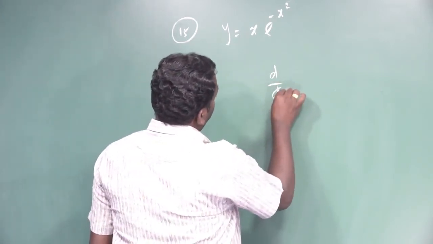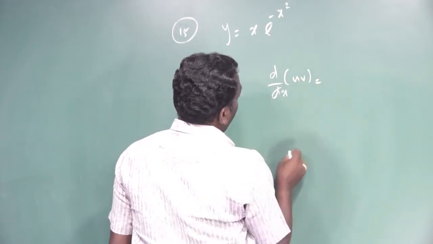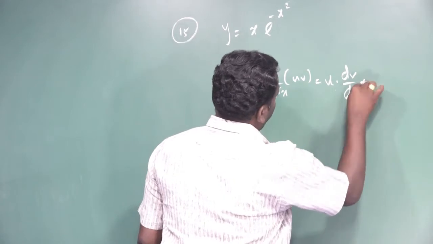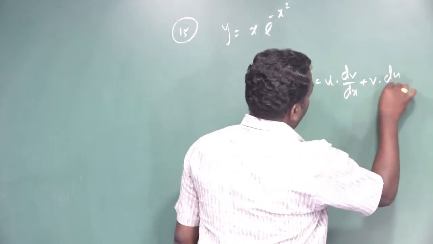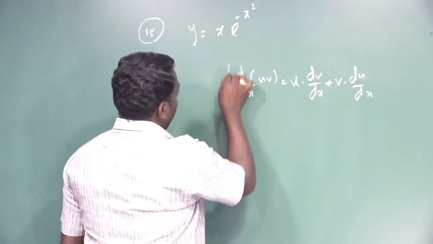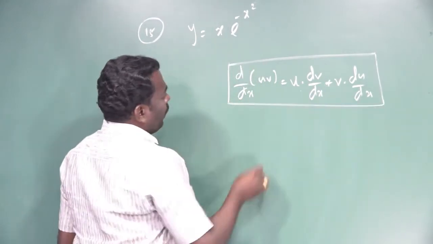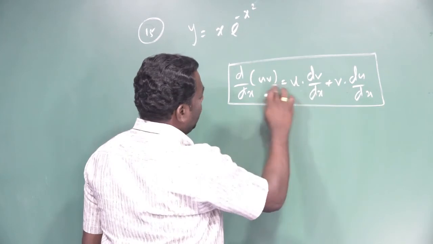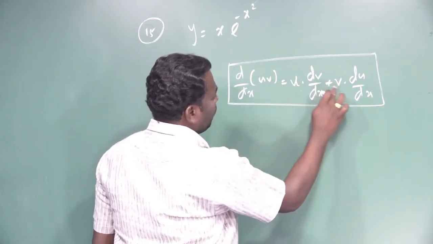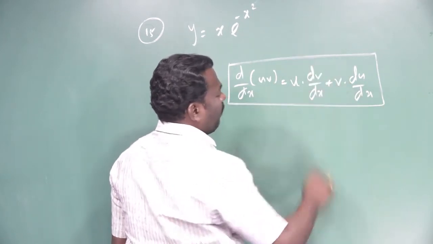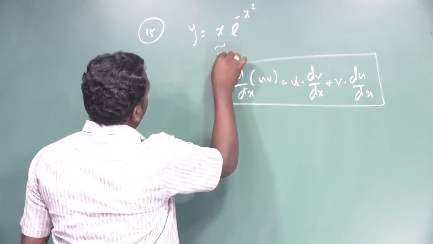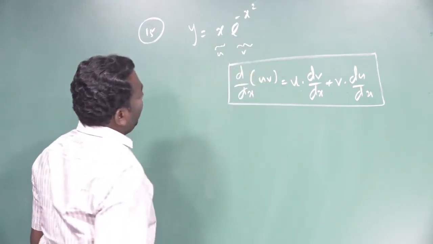d by dx of u into v is equal to u into dv by dx plus v into du by dx. Applying the product rule, uv differentiation: first keep the first function as it is and differentiate the v function, plus keep the second function as it is and differentiate the first function, du by dx. Here x is called u and the second term is called v.